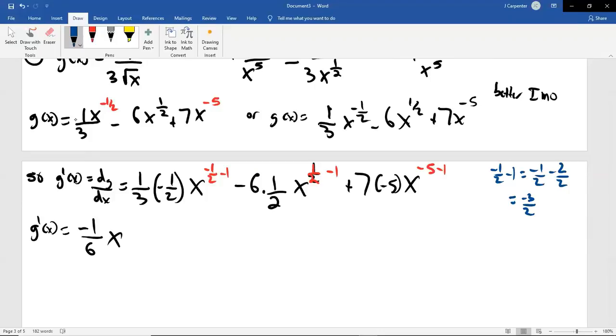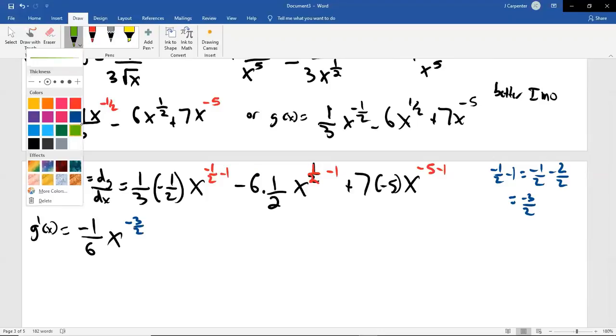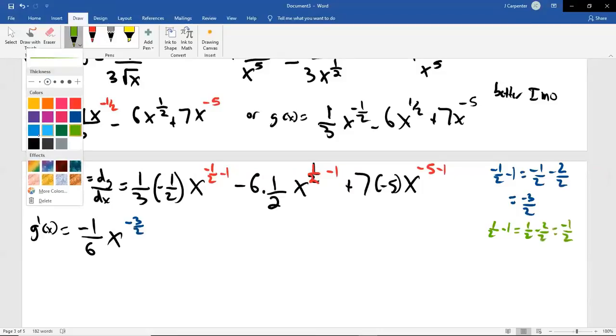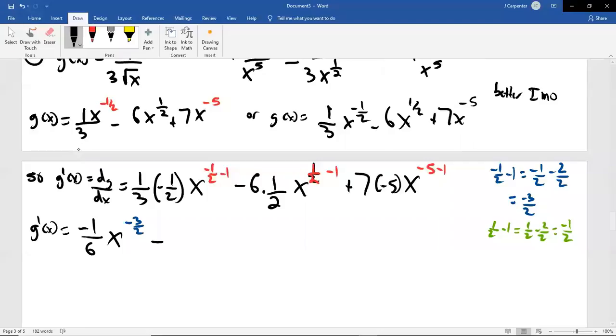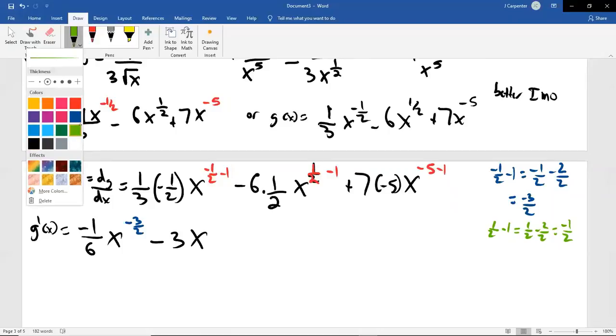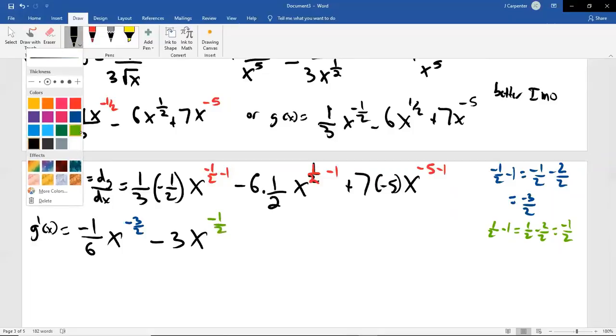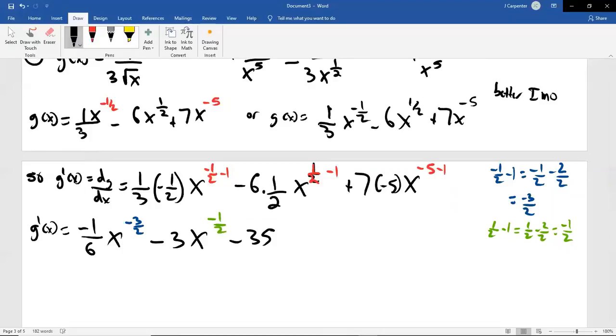So that's here. I'll use the same color so you can see where it came from. And then the 1/2 minus 1 we did already. I'll show it one last time. 1/2 minus 1 is 1/2 minus 2 over 2, which is negative 1/2. So we have negative 6 times 1/2. That's going to be negative 3 because 2 goes into 6 3 times. And then x to the negative 1/2. Then we have a positive 7 times a negative 5, so that's a negative 35, and then x to the negative 6. I'm not going to show that to the side.